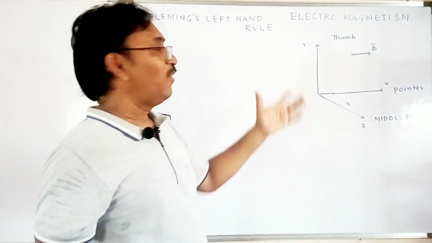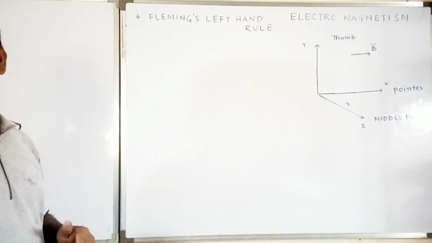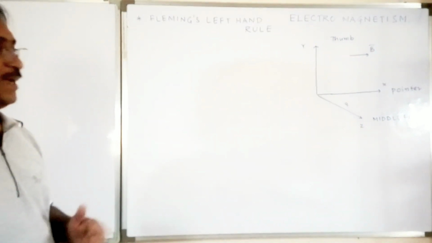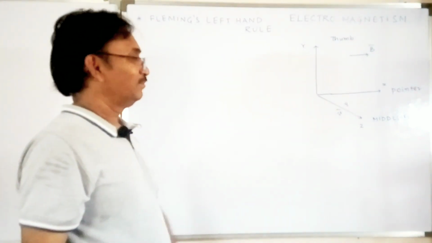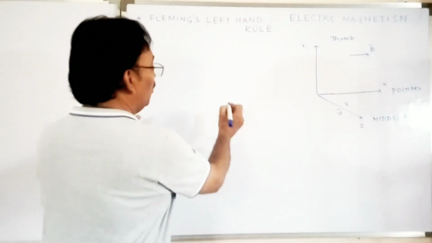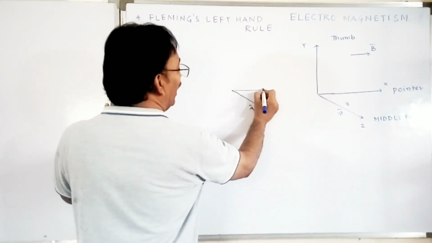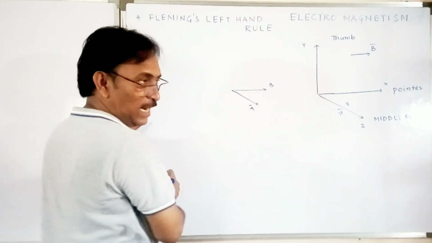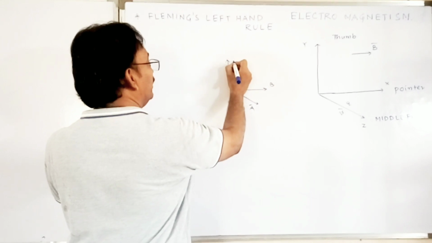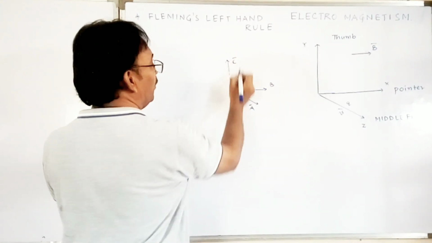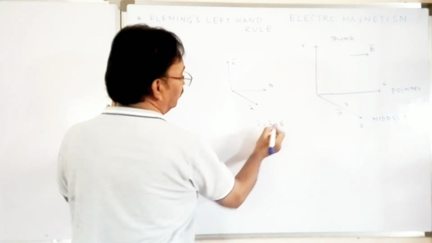It is the Fleming's left-hand rule. It is nothing but the cross product of 2 vectors. See this, the charge is moving with velocity V and the field is B. Both are vectors, A bar and B bar. Let the angle be 90 degrees. Then the resultant might be this, C bar, where C bar is equal to A bar cross B bar.